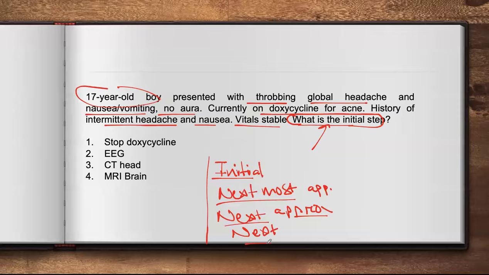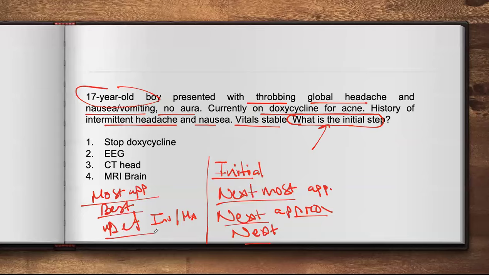Now, there is another type of question where the question will ask you, what is the most appropriate investigation or management? What is the best investigation or management? What is the definitive investigation or management? Now, these are not the next step. They're asking you to find out what is the best investigation for a patient who might have a pulmonary embolism or who might have myocardial infarction. So when they give you this kind of question, most appropriate, best, or definitive, it means they're not asking about the next, they're asking about the best one, right?